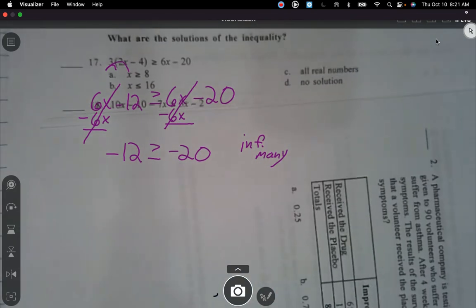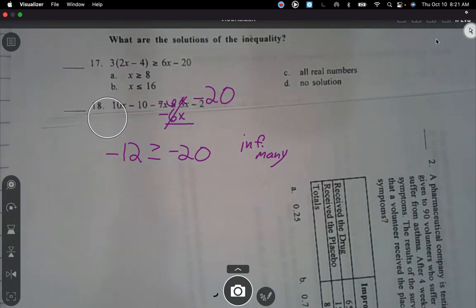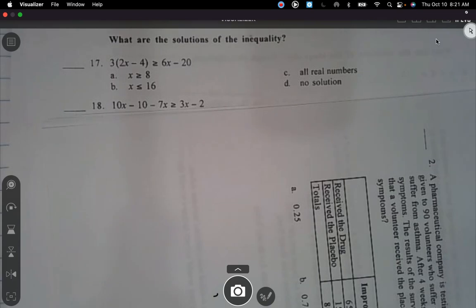Okay, this one, I'll go ahead and do this one. I'll probably take one of these off. What do I do over here? 10x minus 7x. What is that? What is 10 minus 7? 3. So I've got 3x minus 10. And over here I've got 3x minus 2. Is everybody okay with why I subtracted those? They're on the same side, so I just combine like terms.